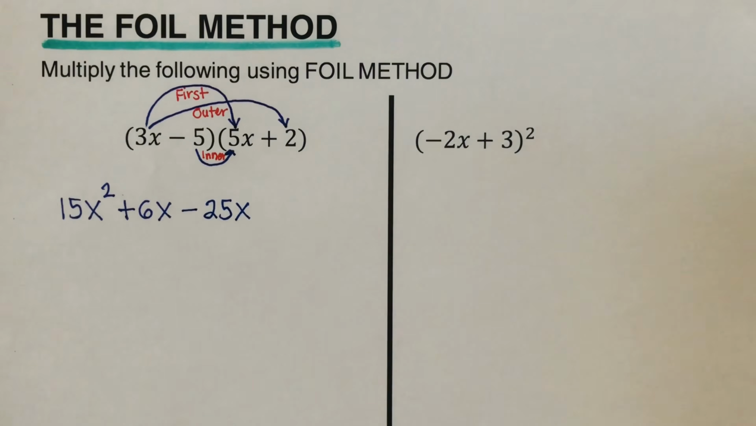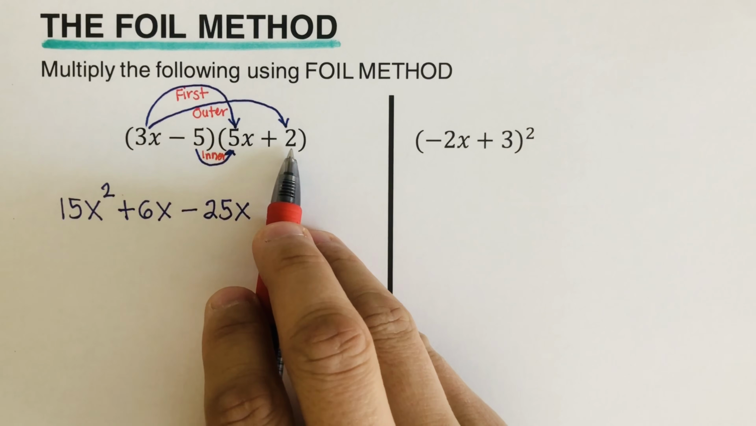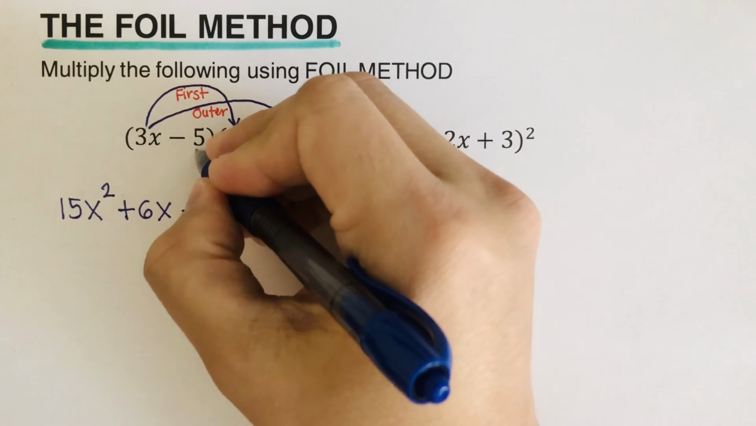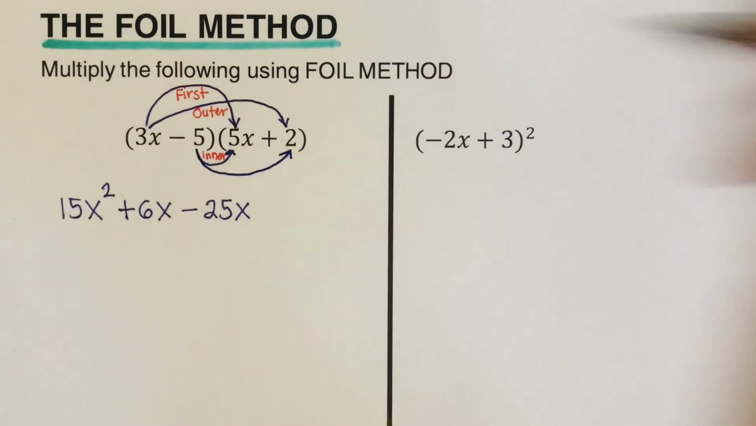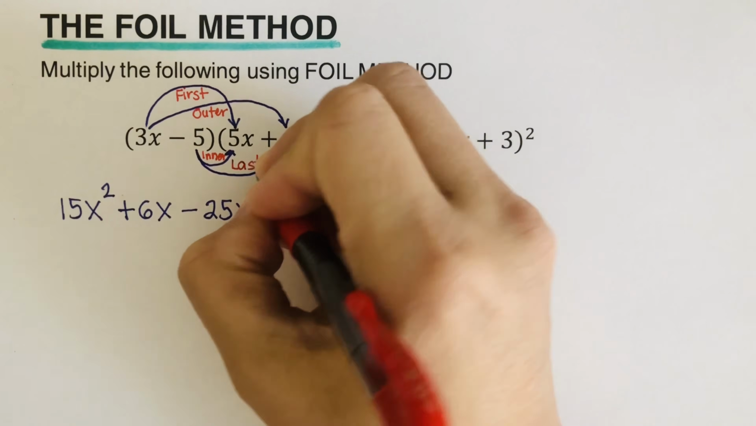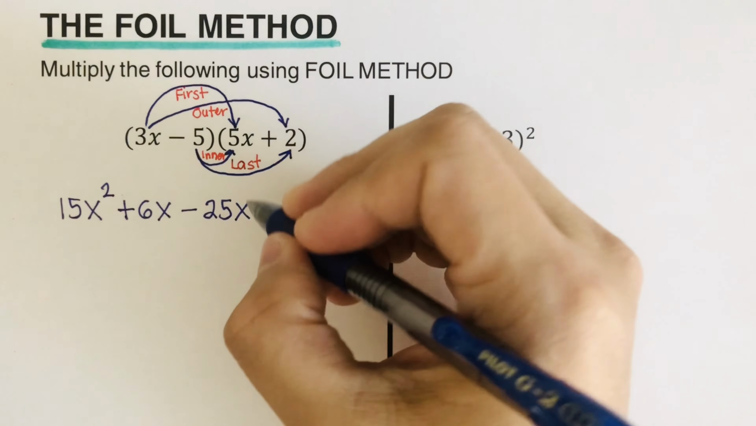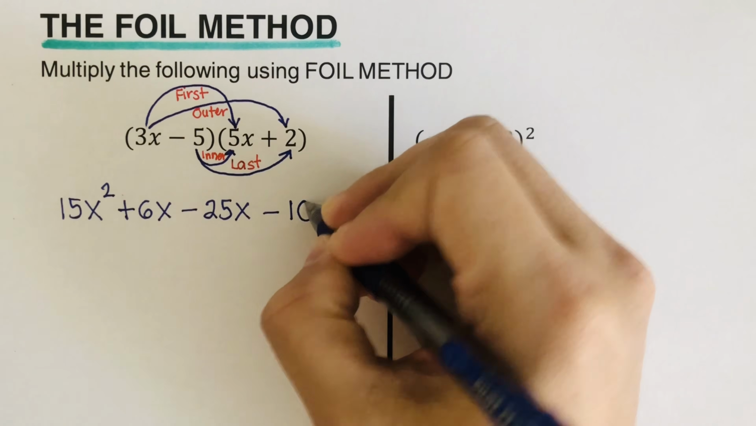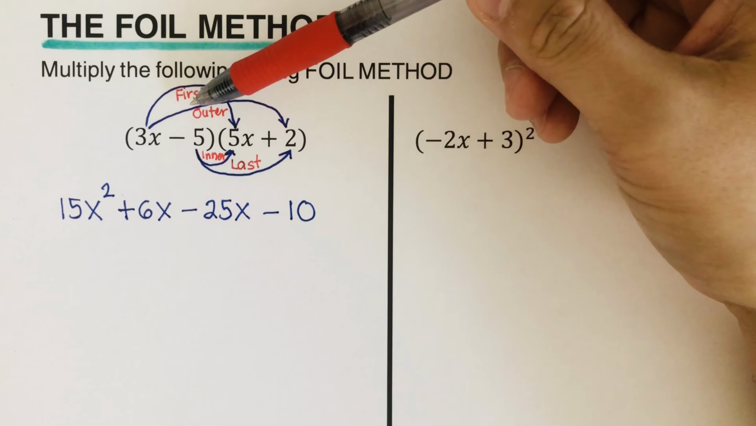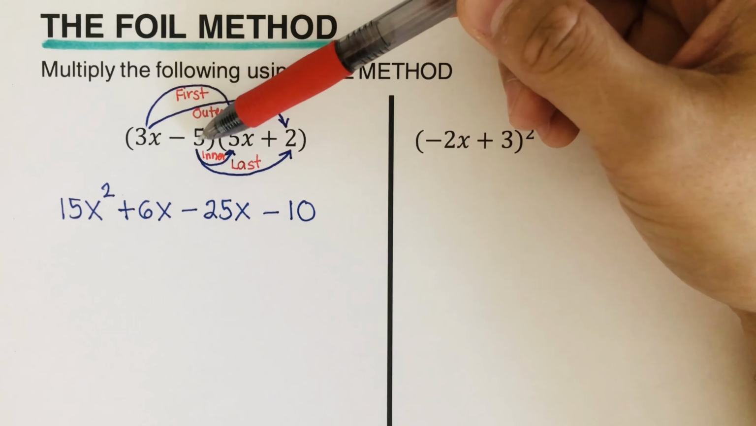And then the last would be the last term of the first group here and the last term of the second group here. So that's going to be negative 5 times 2. This is the last. That's how we got this acronym. So negative 5 times 2 would be a negative 10. As you can see here, it's nicely ordered: first, outer, inner, last, and that is FOIL.